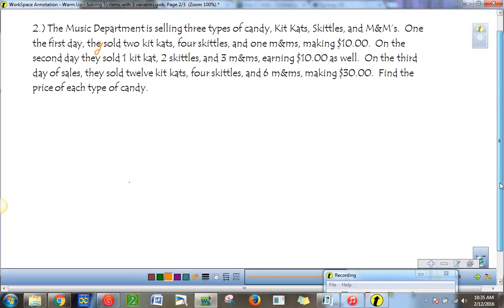Alright. This problem is riddled with grammatical errors. I apologize. The music department is selling 3 sets of candy: Kit Kat, Skittles, and M&M's. On the first day, they sold 2 Kit Kats, 2 Skittles, and 2 M&M's, making $10. On the second day, they sold 1 Kit Kat, 2 Skittles, and 3 M&M's, earning $10 as well. On the third day, they sold 12 Kit Kats, 4 Skittles, and 6 M&M's, making $30. Find the price of each candy.